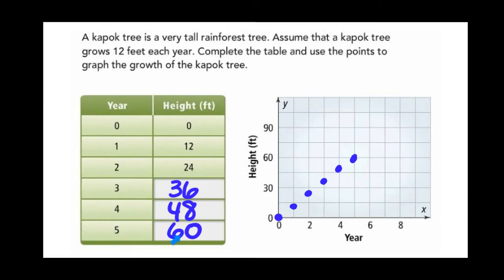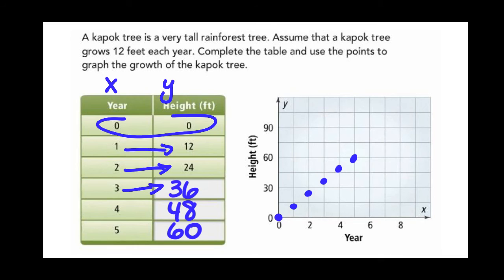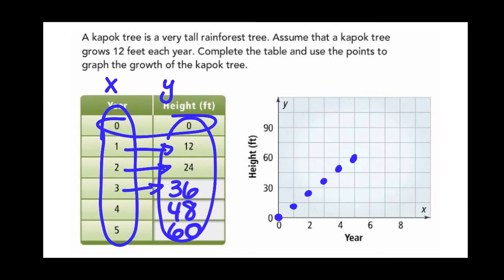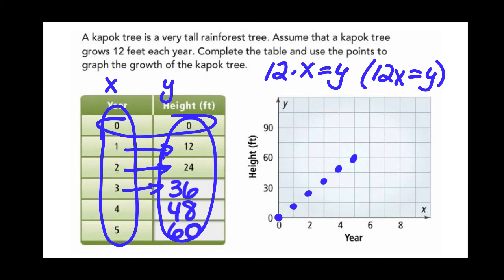And so the rule is, if you come back here, x to y, the rule is, what are we doing to x to get the output, the y? Well, this doesn't help us, 0, 0. So 1 gets 12, 2 gets 24, and 3 gets 36. I'm pretty sure you can figure it out. I'm taking the input, or the x, and I'm multiplying it by 12 to get the output, or the y. So write it as an equation. So it's going to be 12 times x equals y, or 12x equals y. So that's the equation that shows this table.